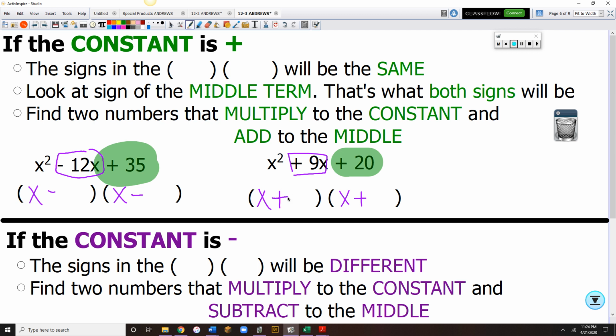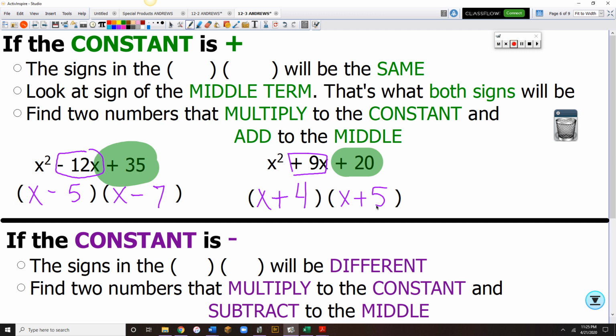The sign of this middle is plus. Then I need two numbers that multiply to the 35 and 20 and add to the middle, 12 and 9. So the numbers that multiply to 35 and add to 12 would be 5 and 7, and I plug those right in. The order doesn't matter because the signs are the same. I could have put the 7 first if I wanted to. Multiply to 20 and add to 9: 4 and 5. Again, I could have put 5 and 4. The order doesn't matter because the signs are the same.